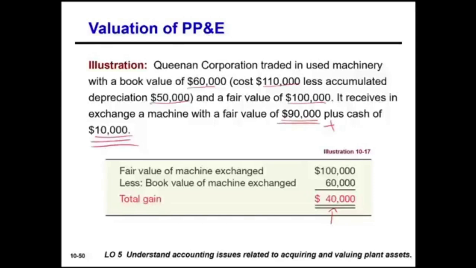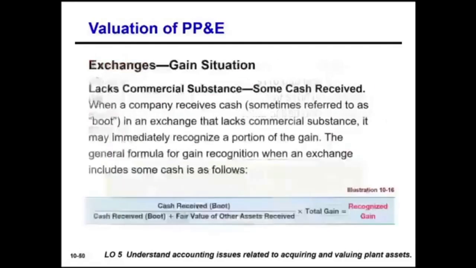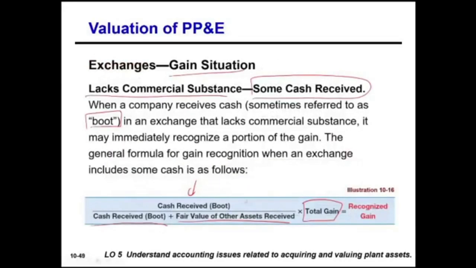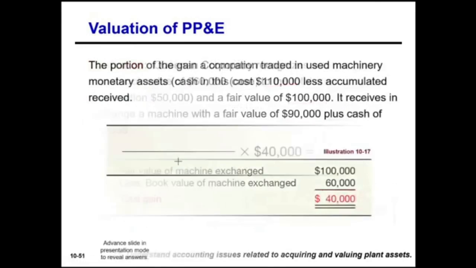Now we received boot. Okay? It lacks commercial substance, but we received cash. What does that mean? It means we have to do a quick calculation to find out how much of this gain we are going to recognize, and whatever we don't recognize, what do we do with it? If it's not recognizable, we defer. So we're going to use the formula that I just showed you earlier, right here. So copy the formula down if you're going to attempt this. Stop the recording, copy the formula, and see if you could calculate how much gain to recognize. And let's work with this.